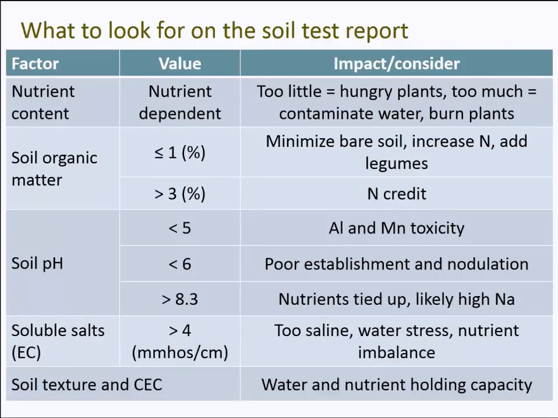The last 2 things I would look at would be soluble salts, which is sometimes abbreviated EC for electrical conductivity. And that should hopefully be less than 4. If it's greater than 4, that's considered to be a saline soil, which likely exhibits water stress and might have some problems with nutrient uptake. Soil texture and cation exchange capacity are not generally measured by laboratories, but they can be requested, and as I mentioned earlier, they'll affect water and nutrient holding capacity.